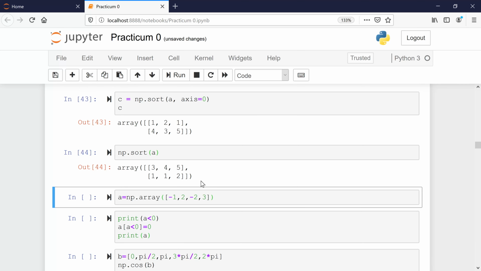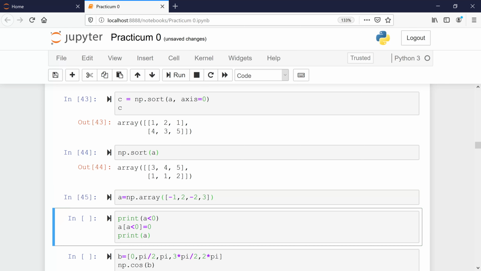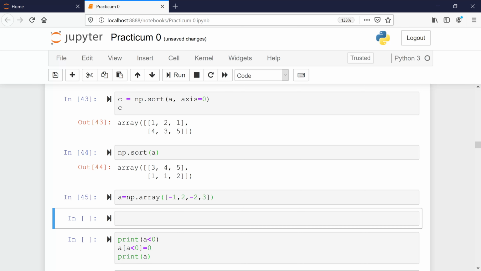Okay, let us continue our experimentation with arrays. Here I have a vector having 4 components. So it's -1, 2, -2, 3. Okay, very good. Now I have to break this into several parts.